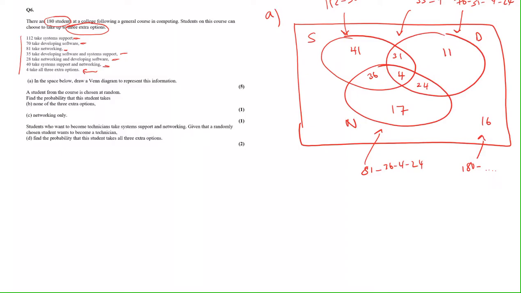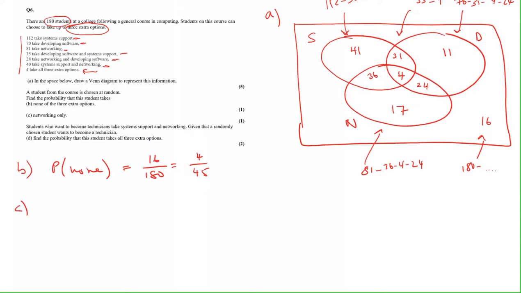Part B says a student from the course is chosen at random, find the probability that the student takes none of these 3 options. So who takes none of them is basically going to be the number that's outside, so the 16. And that's out of 180 students. And we can simplify that to give you that.